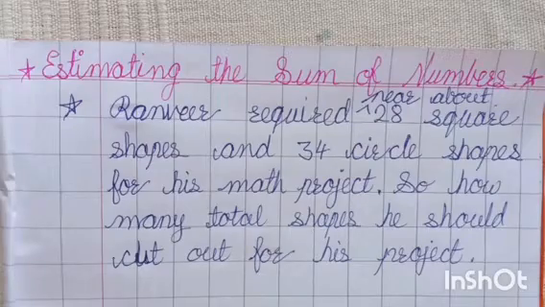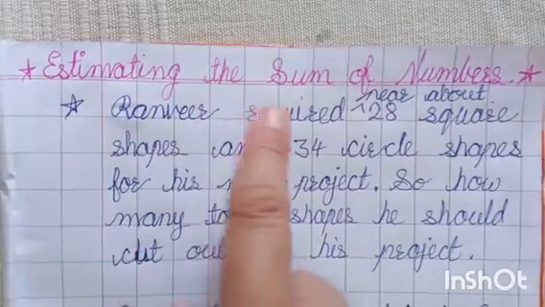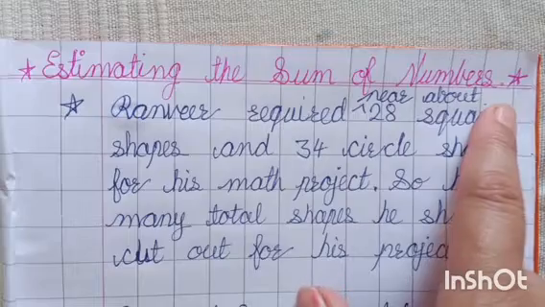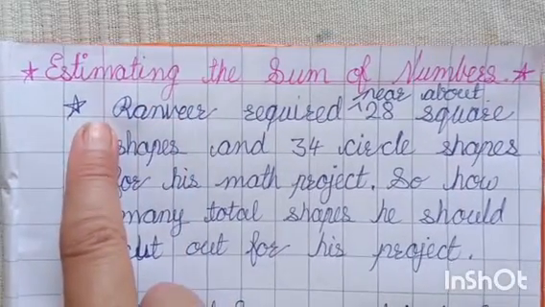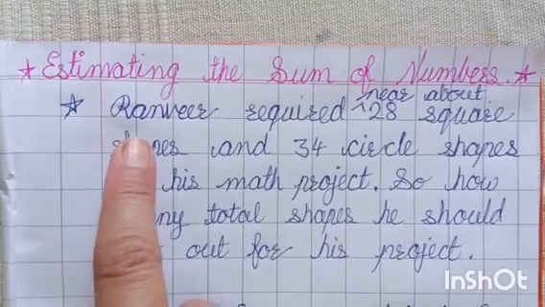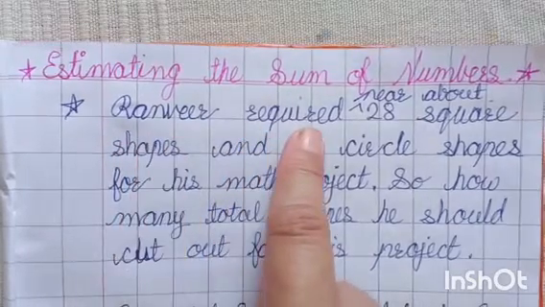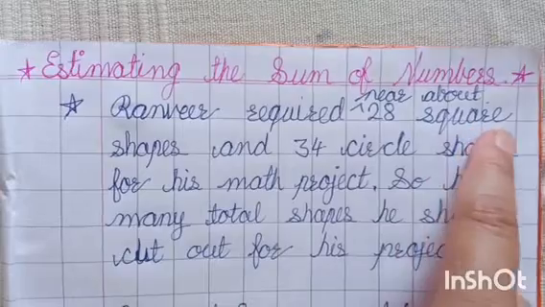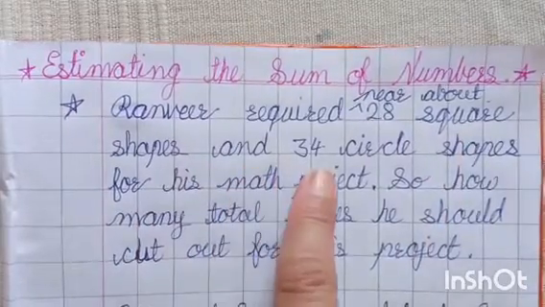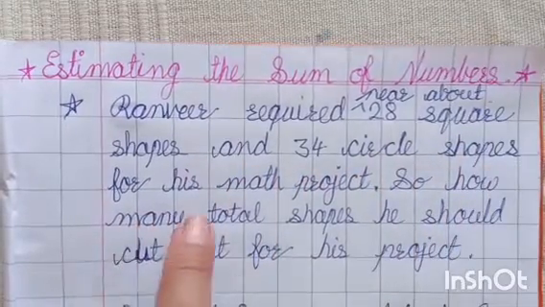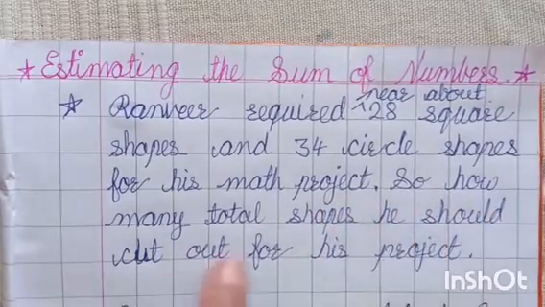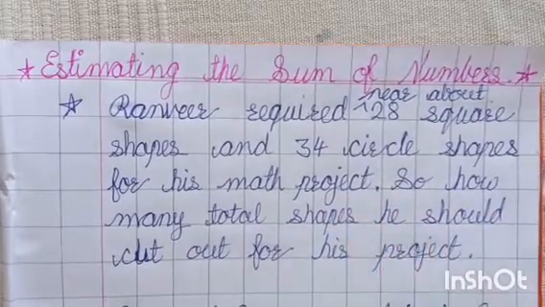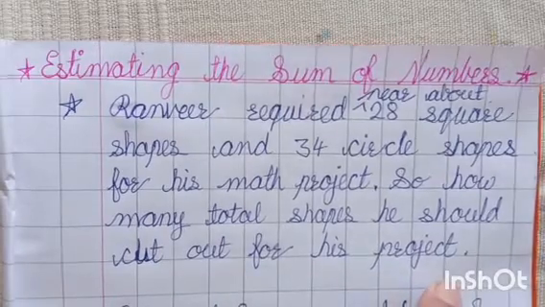Hello children, today we are going to learn about estimating the sum of numbers. So we will understand this topic with an example. See here, Ranveer required near about 28 square shapes and 34 circle shapes for his math project. So how many total shapes should he cut out for his project?